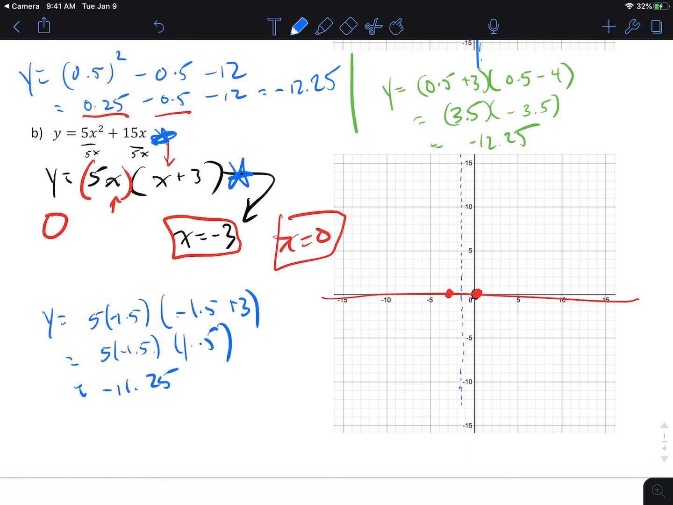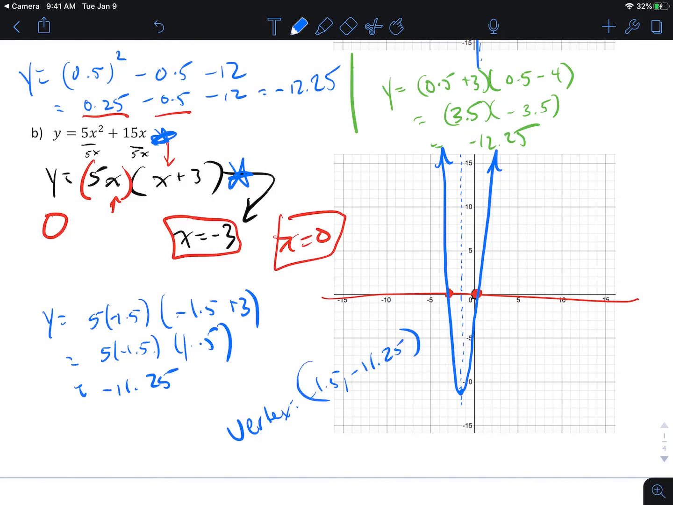Okay, so we're like in here. There's your graph. What's the vertex? Let's make sure we got the vertex. Negative 1.5 and negative 11.25, right? Good. Okay.